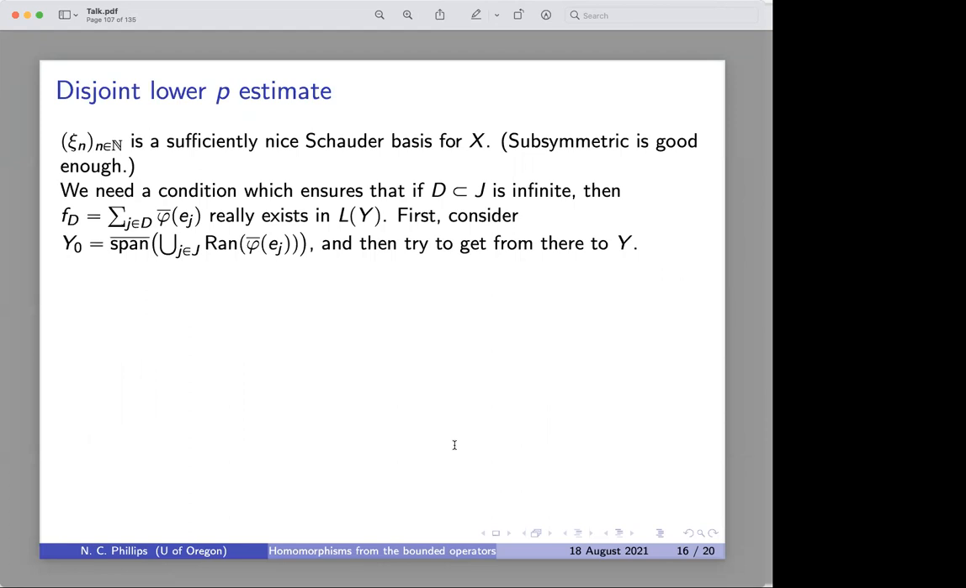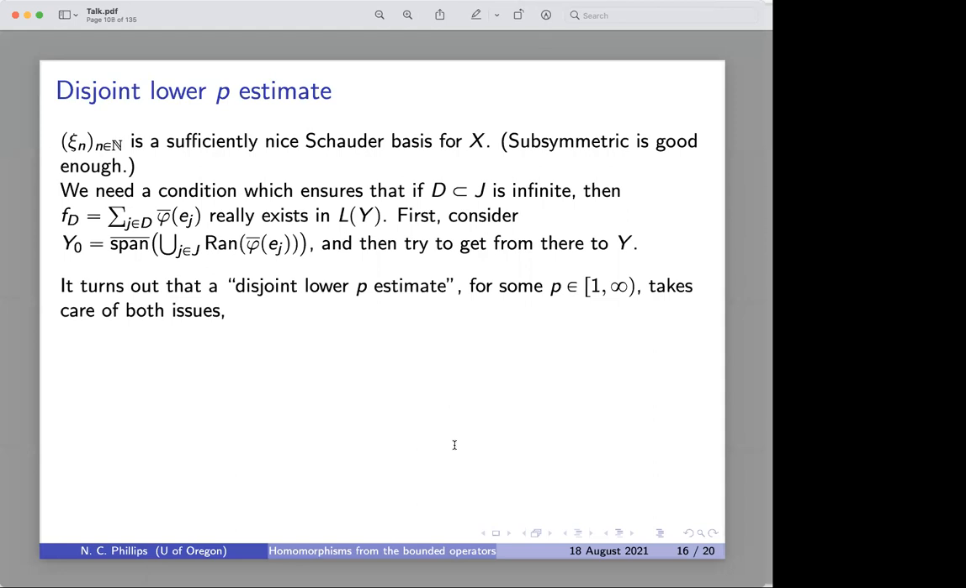So here again is the setup that I had. You have a Schauder basis. We want a condition which ensures that if you have an infinite set, then you can somehow make sense out of this infinite sum of phi bar of EJ of idempotence, which of course doesn't exist in norm because the norms of these things are all bigger or equal to 1. So we first consider Y0 as before, and then we try to get from there to Y. It turns out that what's called a disjoint lower P estimate for some finite P will take care of both issues. I'm not going to do the details of it, but I will say what this thing is. The second issue occurs by ensuring that Y0 is complemented in Y.